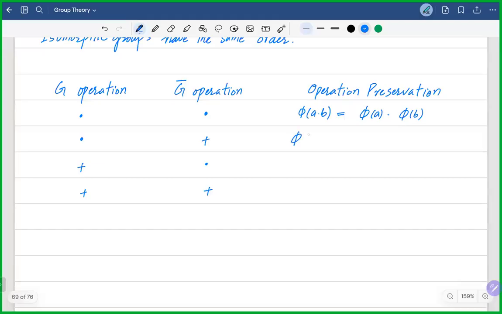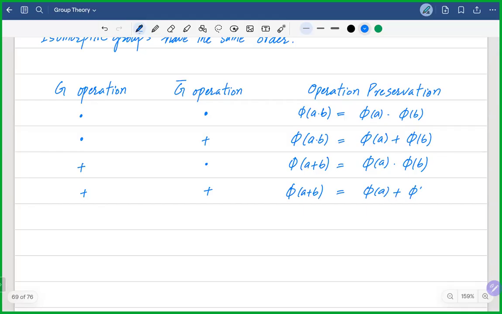Similarly, if we have phi of A dot B here, which is the operation of G, but the operation of G bar is plus, so we write phi of A plus phi of B. Okay. Similarly, we have phi of A plus B, but here it's going to be phi of A into phi of B, right? And if we have addition on both sides, we would just write phi of A plus phi of B. That's how we preserve the operations, right?